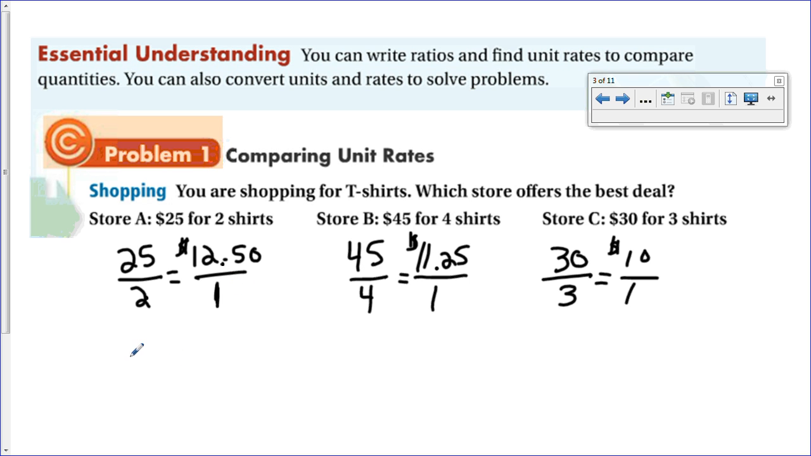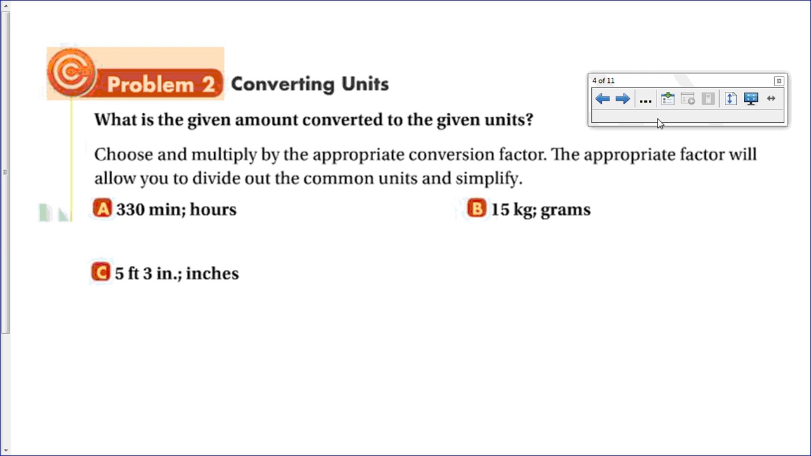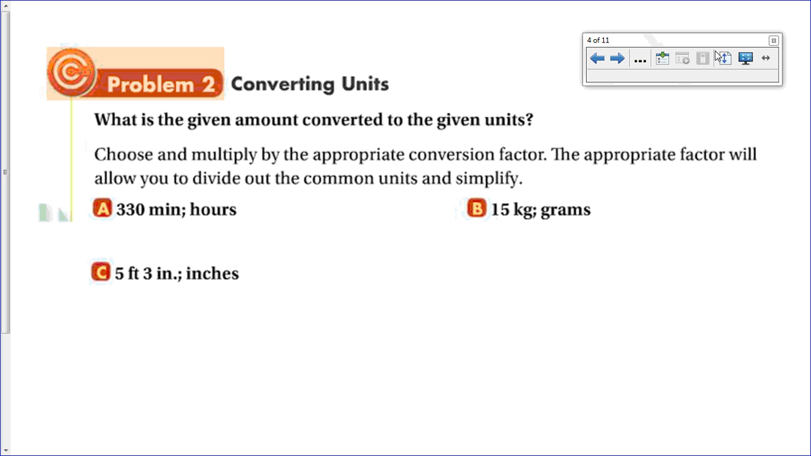Now sometimes you will see it like this, $12.50 per shirt. But what this means is for 1 shirt. Okay. So which store has a better deal? Store C has your better deal. All right. Let's try some conversions.